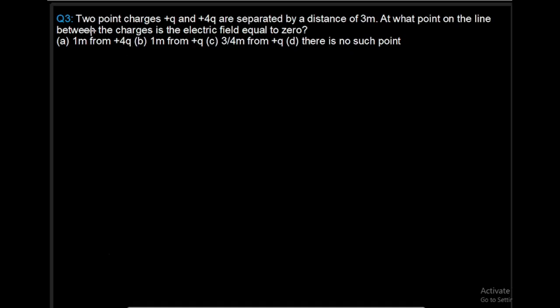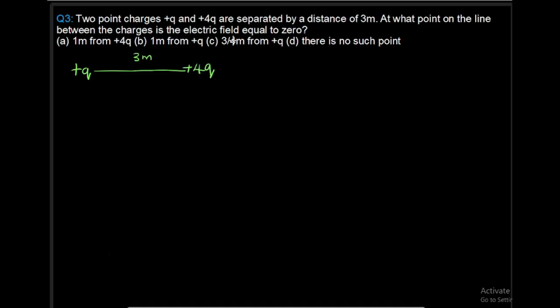All right, from this question, it says 2-point charges, positive Q and positive 4Q, are separated by a distance of 3 meters. All right, so we have positive Q and another charge, positive 4Q. They are separated by a distance of 3 meters. So let's say the distance of separation between them is 3 meters. From here to here is 3 meters.